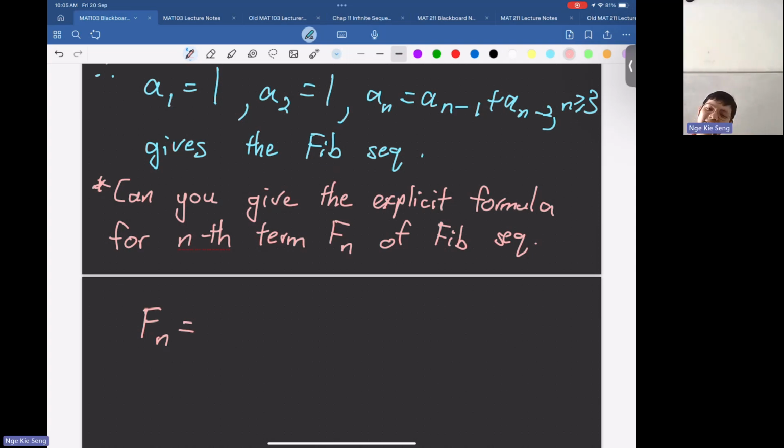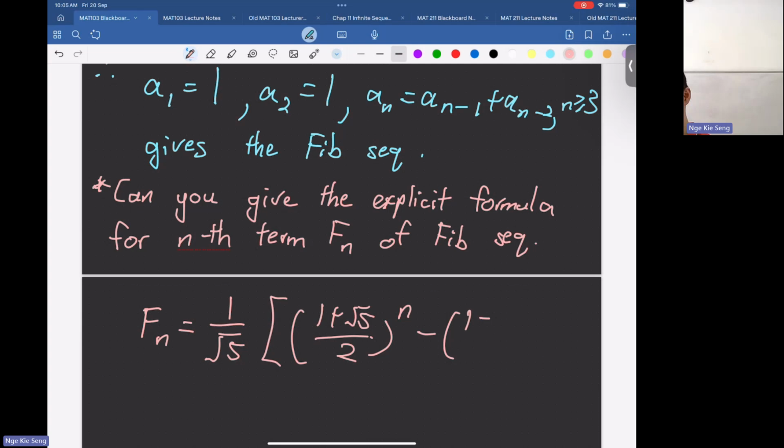Quite ugly? Maybe a little bit ugly, but there's some beautifulness inside there. Anyone know or not? 1 over square root 5 times (1 plus square root 5 over 2) to the power n, minus (1 minus square root 5 over 2) to the power n, for n greater or equal to 1. What I said, there's a beautiful thing inside here. There's something called the golden ratio. So it's some linear combination of the golden ratio inside there. So these are golden ratios.